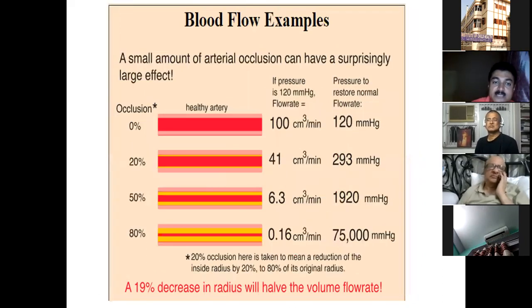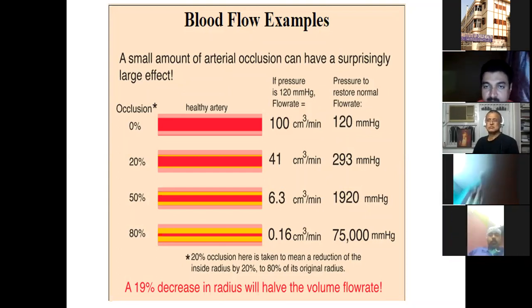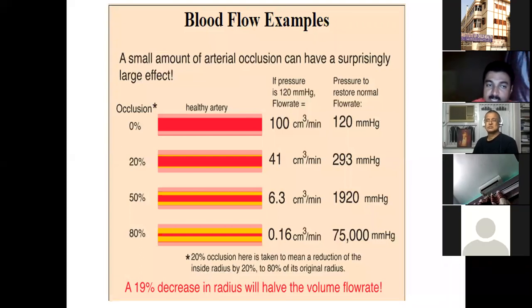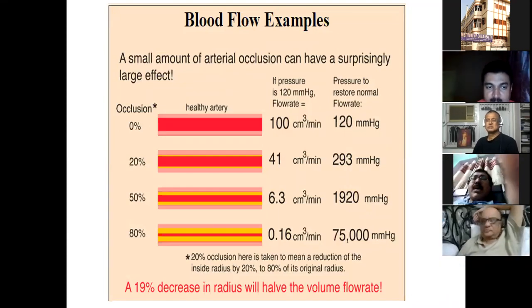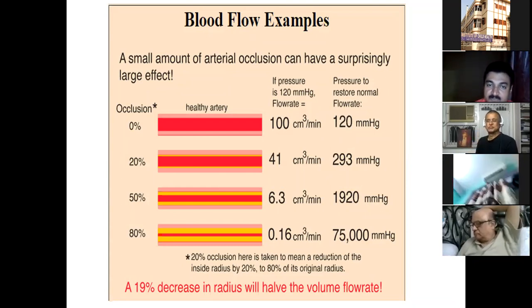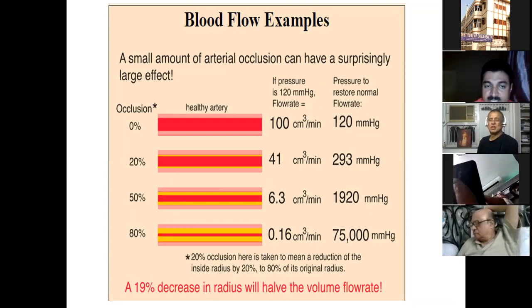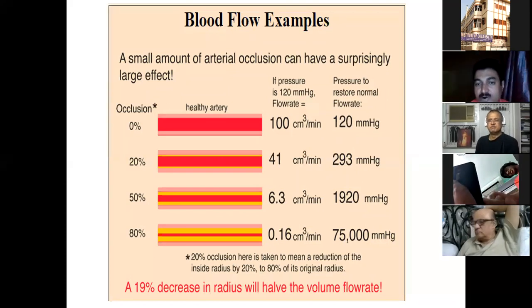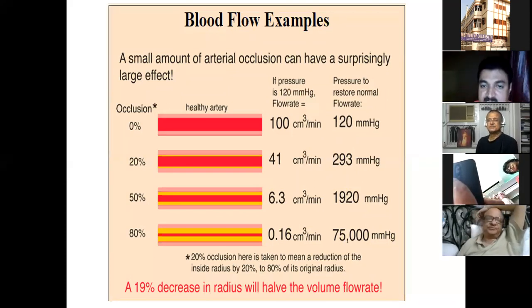Then it is another implication of Poiseuille's law in our cardiovascular system. If there is no occlusion in a healthy artery, then the given flow is 100 centimeter cube per minute, and the given pressure is 120. Our heart generates a pressure of 120 millimeter of mercury on an average, and if the internal diameter is reduced to 20%, see the effect of 20% reduction: there is 293, almost 3 times increase in the pressure.